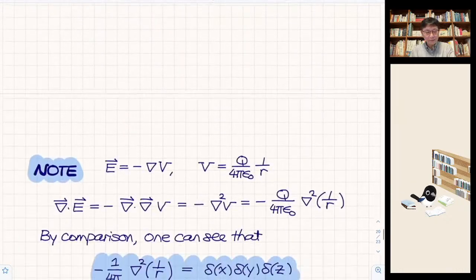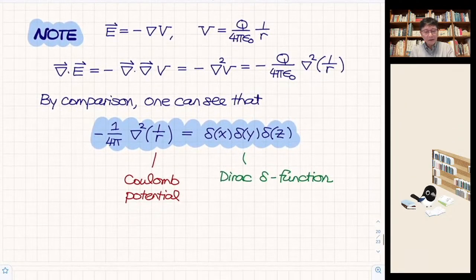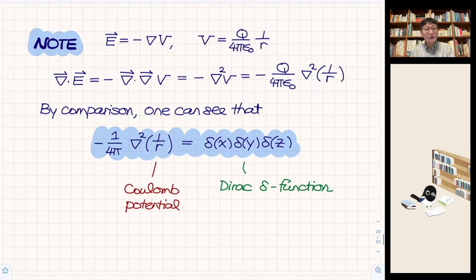So finally, here is a more advanced note for curious cats. This is not really within the scope of applied mathematics for freshmen. Remember that the electric field can be written as the gradient of the electric potential, and the electric potential takes the 1 over r form. You should have learned this in general physics, which I won't repeat.